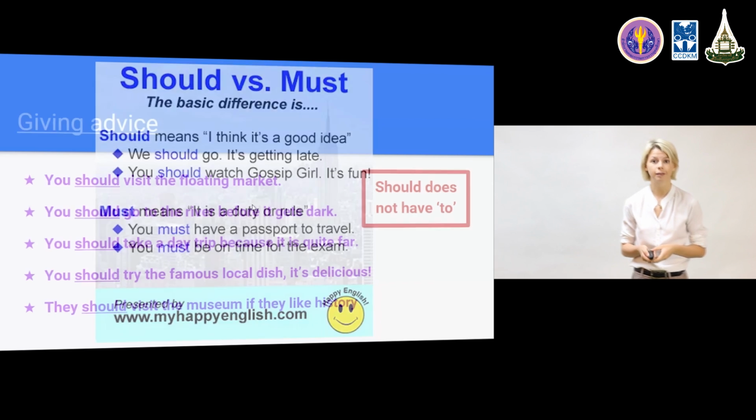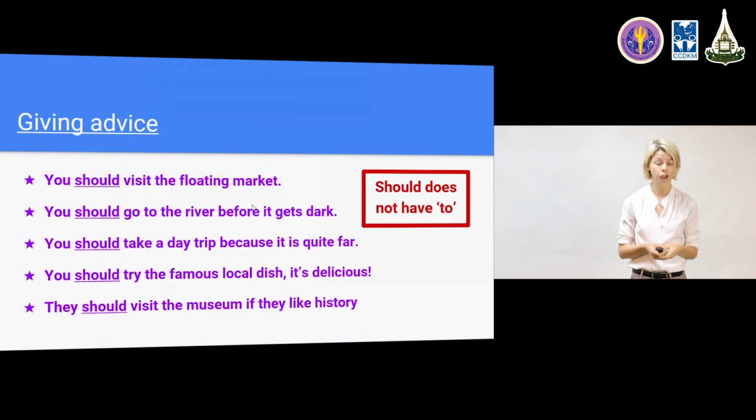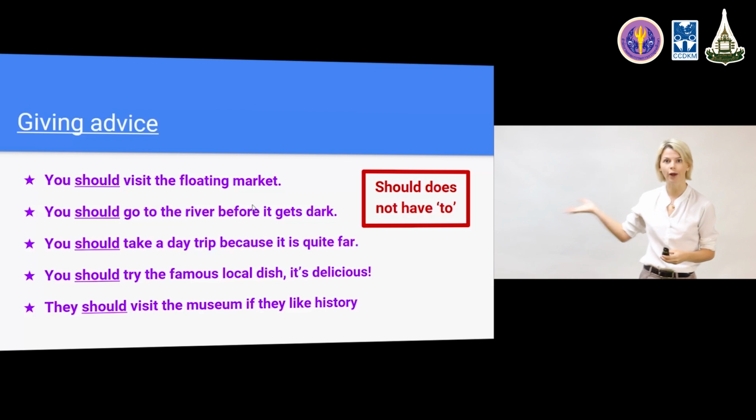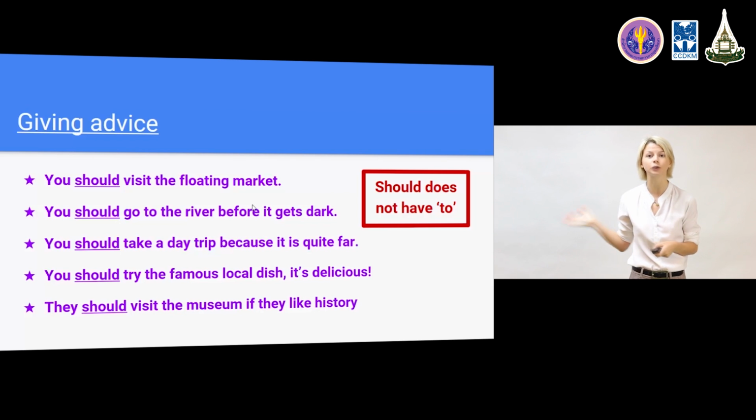Let's look at some examples of using should to give advice. And we have our red warning box, our grammar tip. It does not have to after it. I hear a lot of times, you should to go, you should to leave, you should to buy. Cannot. The first example, you should visit the floating market.